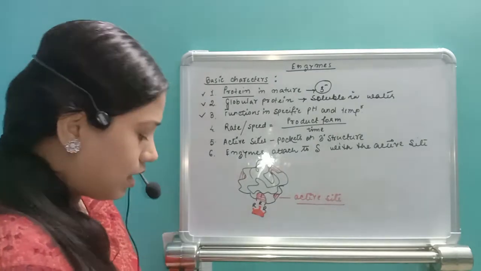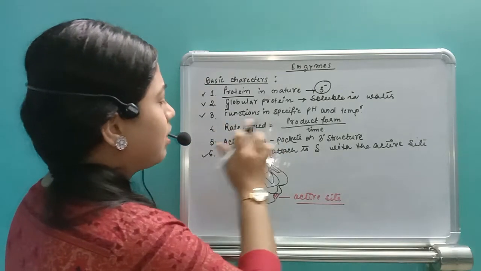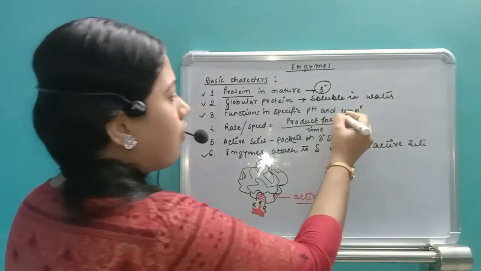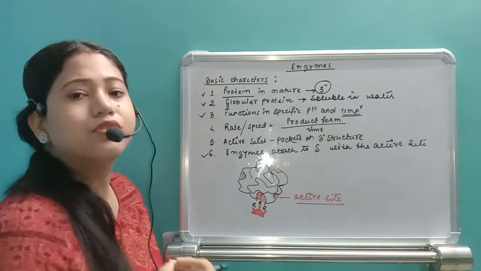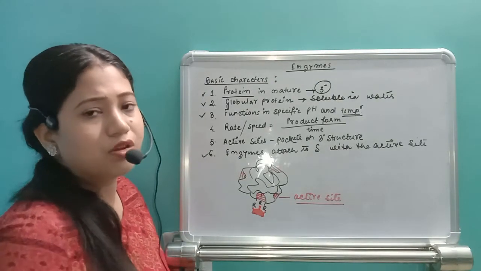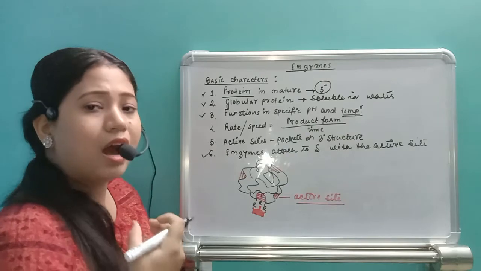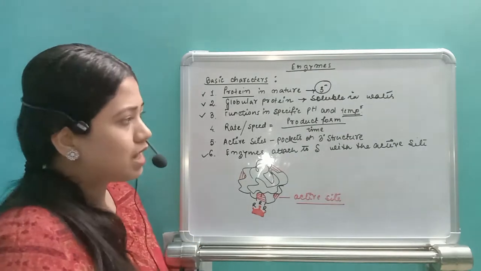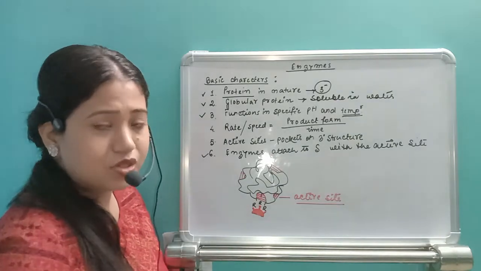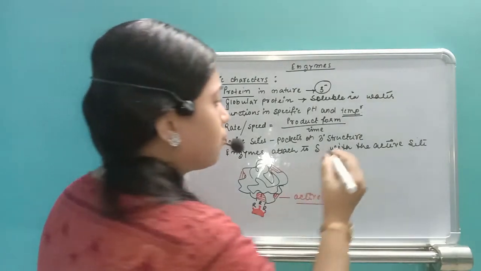Next, as I was telling you, the third point: enzymes function at specific pH and specific temperature. Our body has adapted to be a homeotherm. We have a specific temperature, that is 36.5 or 37 degrees Celsius. At 37 degrees Celsius our enzymes work. So these enzymes need to be maintained at a specific temperature, and only in that temperature does the enzyme work. Yes, some exceptions are there. So what are those exceptions?